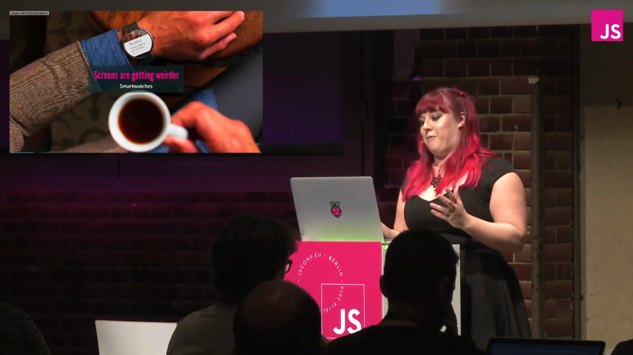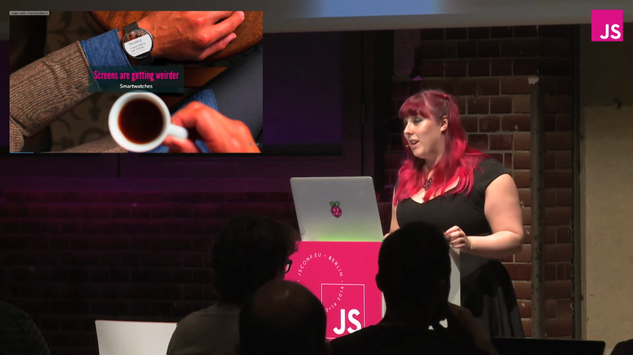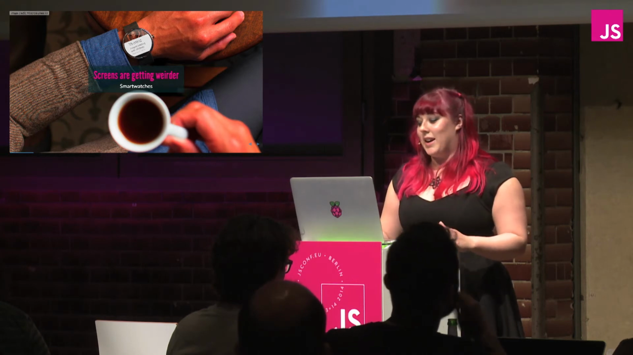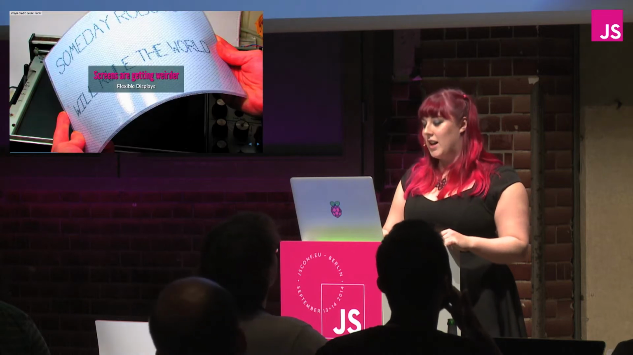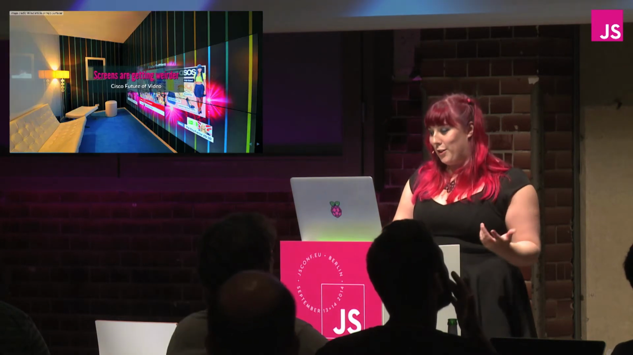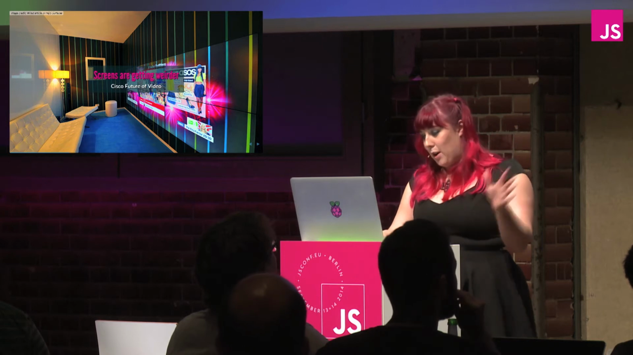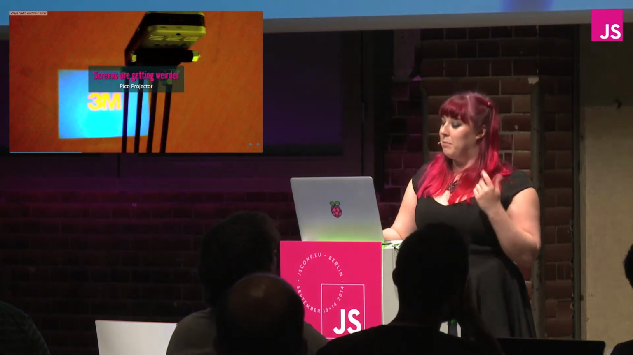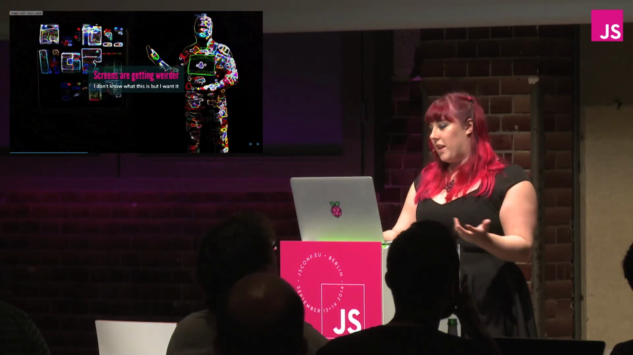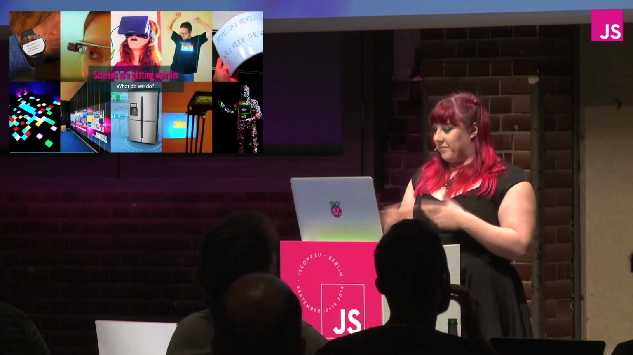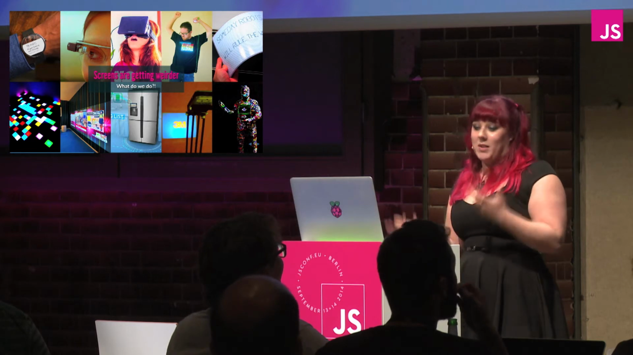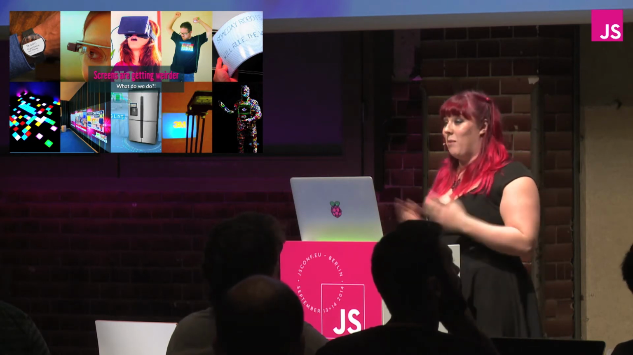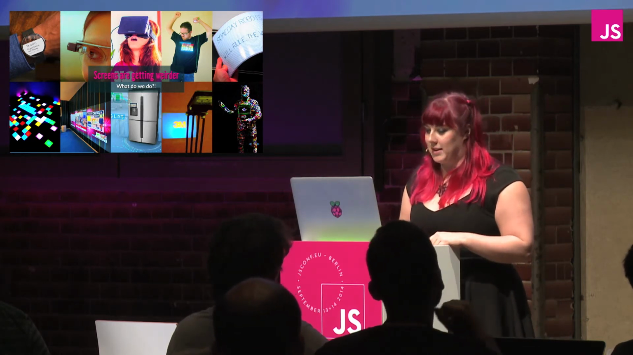So I don't want to be the bringer of bad news, but I'm afraid that this problem is only going to get worse. So we've got things like smart watches, Google Glass, Oculus Rifts, digital T-shirts, flexible displays, LED flooring, massive video walls, smart fridges, Pico projectors. Don't know what that is, but it's pretty cool. Screens are getting weirder. So yeah, the screens we're designing for are getting weirder and weirder, and we all thought a few different size rectangles was bad.